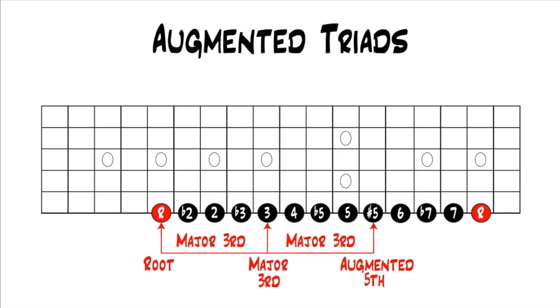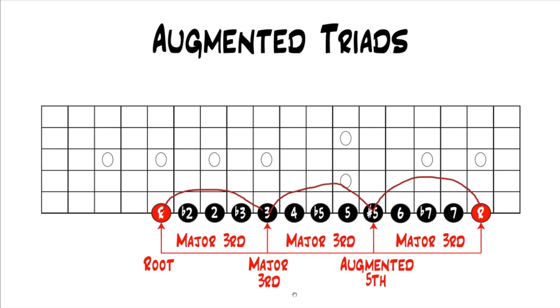Or if you were looking at it as stacking thirds, it would be stacking two major thirds together. And those two thirds stacked together are what make it a symmetrical chord, because the distance between the root and the third is a major third interval. The distance from the third to the sharp 5 is a major third interval. And then the distance from the sharp 5 back to the root is another major third interval. So that's why this is a symmetrical chord.